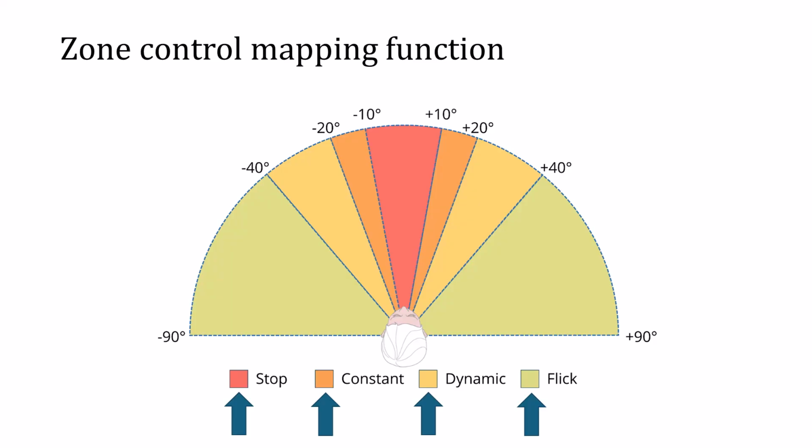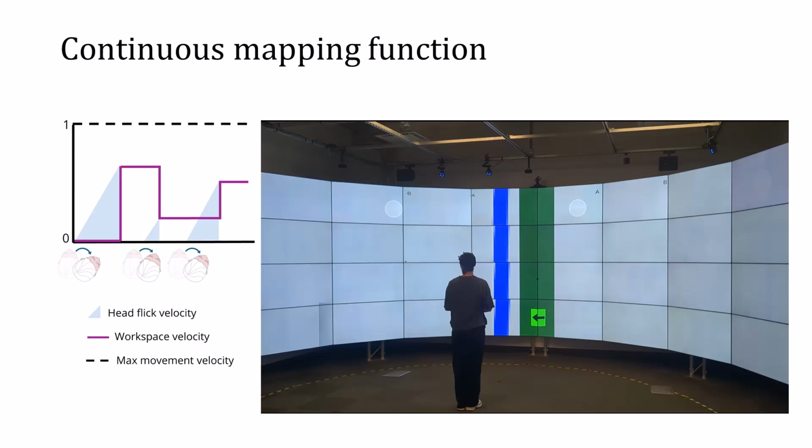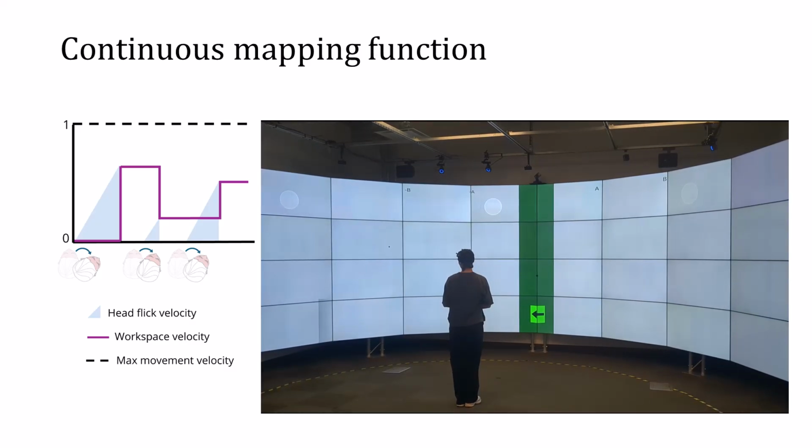For the zone control mapping functions, the 180 workspace was divided into stop, constant, dynamic, and flick zones. To explore the impact of different zone control mapping functions, we defined a dynamic zone where each function exhibits its unique behavior. In the stop zone, the workspace velocity is 0, and we introduced the constant zone with constant slow velocity. To start a flick, the user needs to move their head from the dynamic zone to the flick zone. In the continuous mapping, when the user performs a flick, the workspace velocity is updated based on the flick.